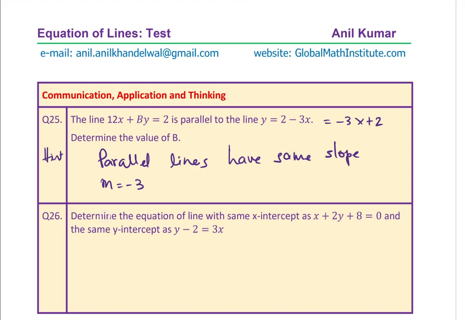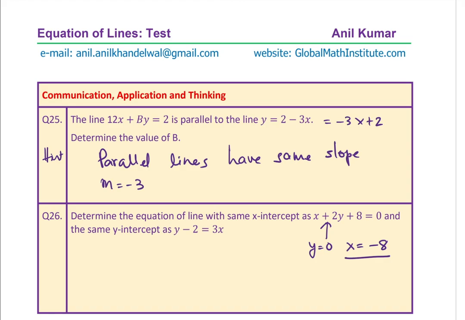26. Determine the equation of line with same x-intercept as this. So find the x-intercept, substitute y equals to 0, find x-intercept. And for y-intercept, x equals to 0 will give you the y-intercept, right? So in this case, if you put y equals to 0, what is x? x is equal to minus 8. So that becomes your x-intercept, correct?